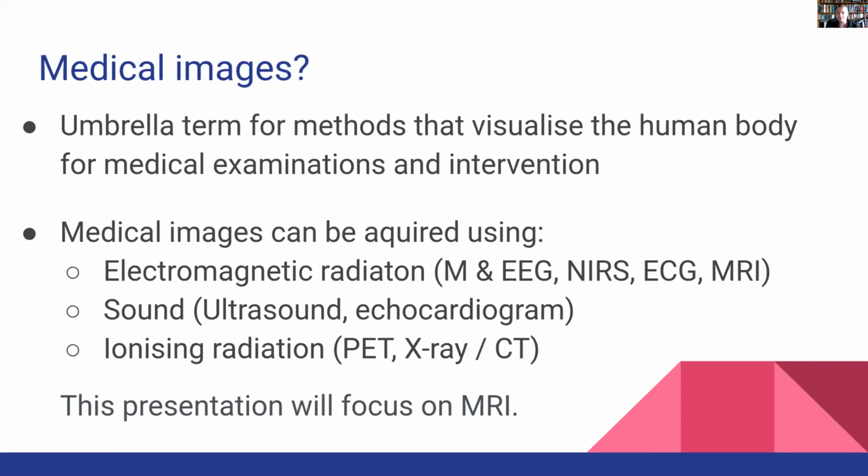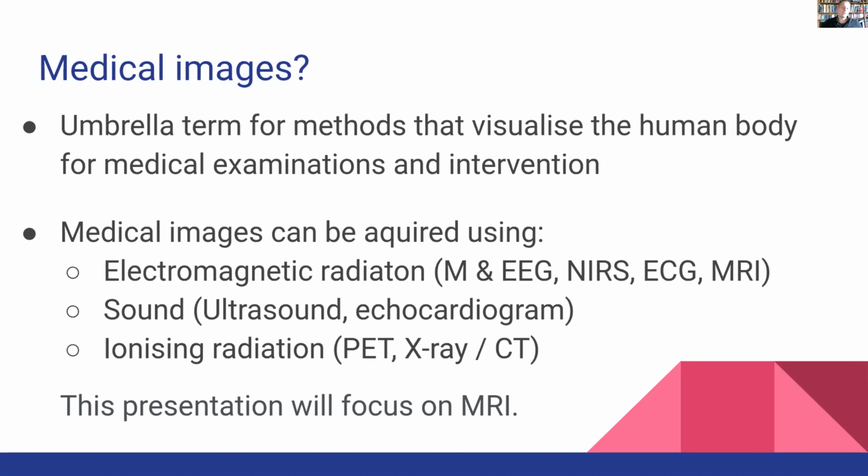There have been wars fought on less, but I will happily say that I'm a firm believer that EEG is a form of medical image because it contains spatial information. We can also use sound to collect medical images and ionizing radiation, so positron emission tomography and X-ray/CT.